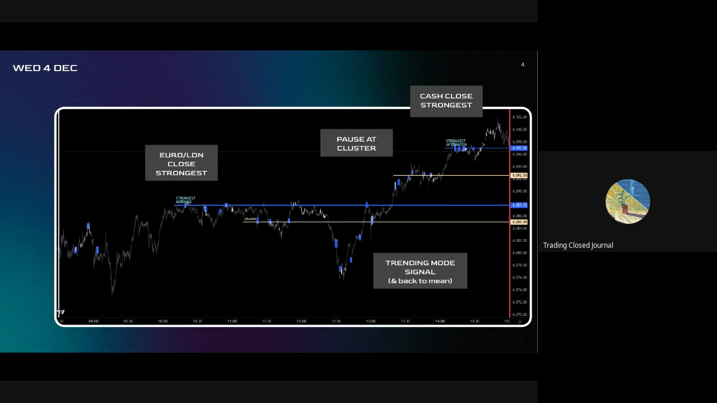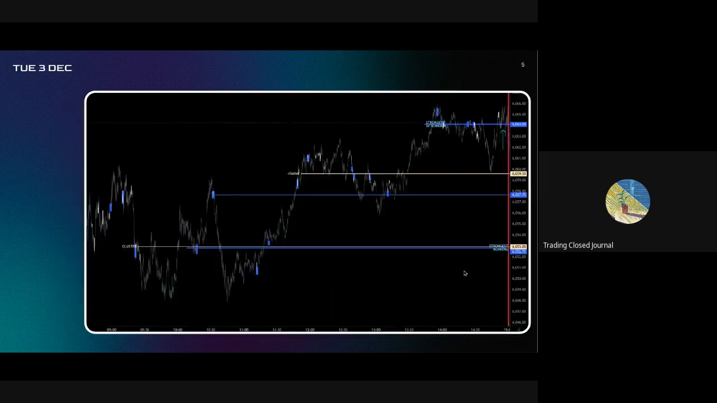Again, it's not going to happen every day. It's not going to be a 100% hit rate, but we expect it more often than not. Let's move on to the Tuesday.